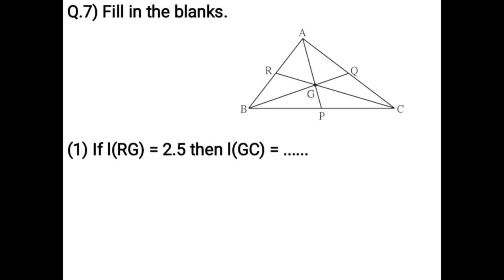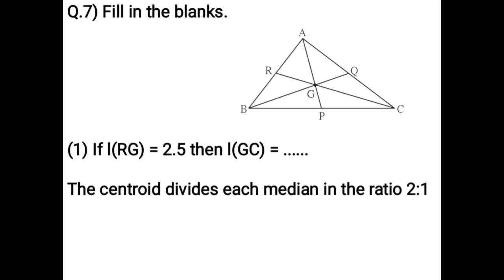In each median, the centroid divides the median in the ratio 2:1. In this way, GC and RG you have to write in ratio form of median CR, and that means the centroid divides each median in the ratio 2:1. So first we write the reason: the centroid divides each median in the ratio 2:1.